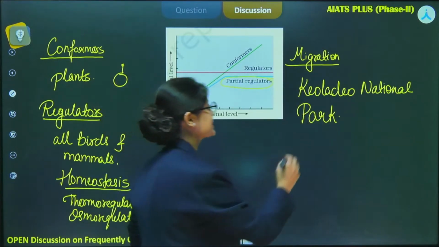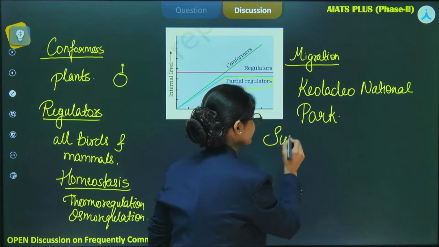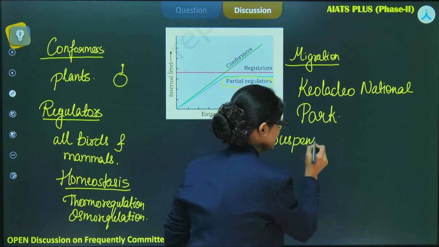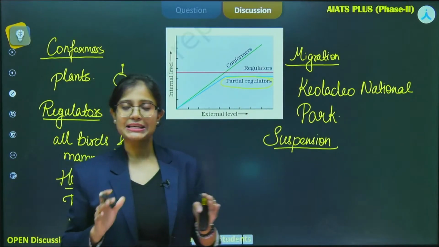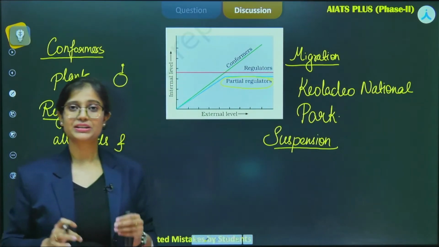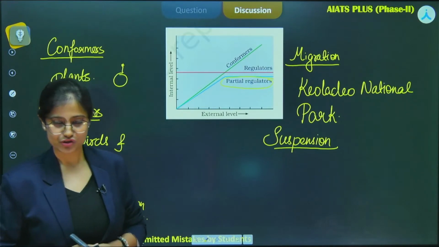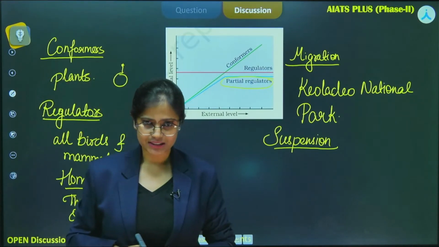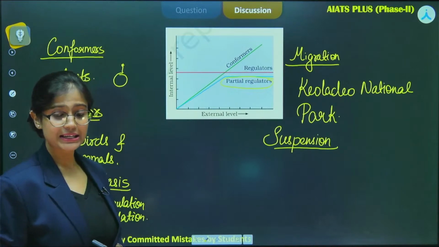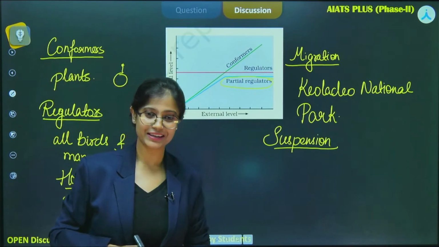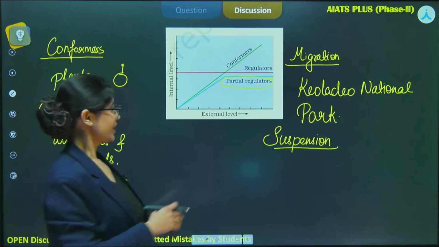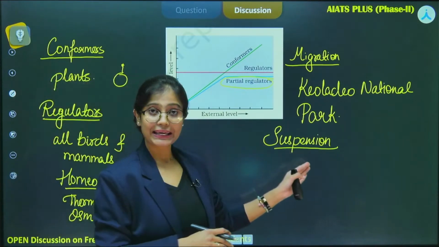The next way is suspension. So what they do in this is they basically suspend their metabolic activity during the unfavorable condition. Yes, very good, Sagnik Datta. Shrews and hummingbirds, these are what? Please mention that. Shrews and hummingbirds क्या होते हैं? बताइए. Now, the next one is suspension.